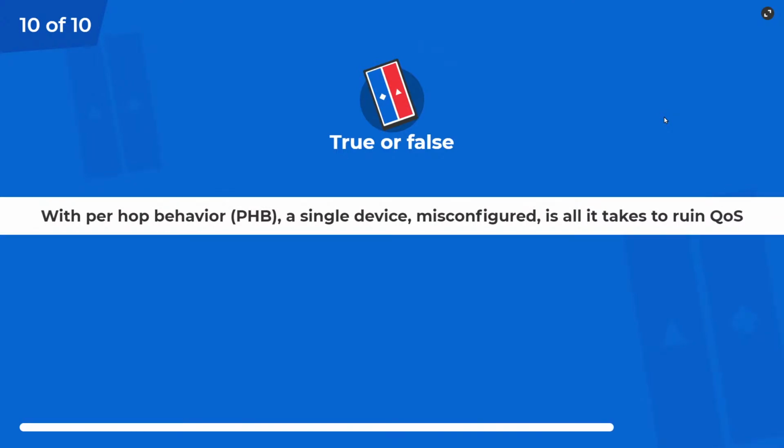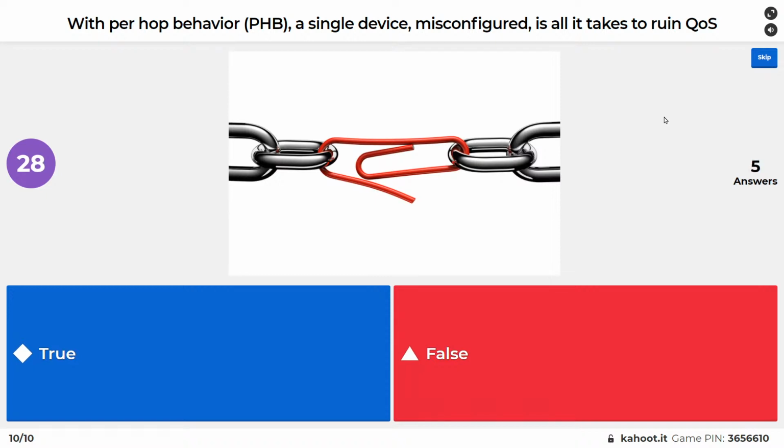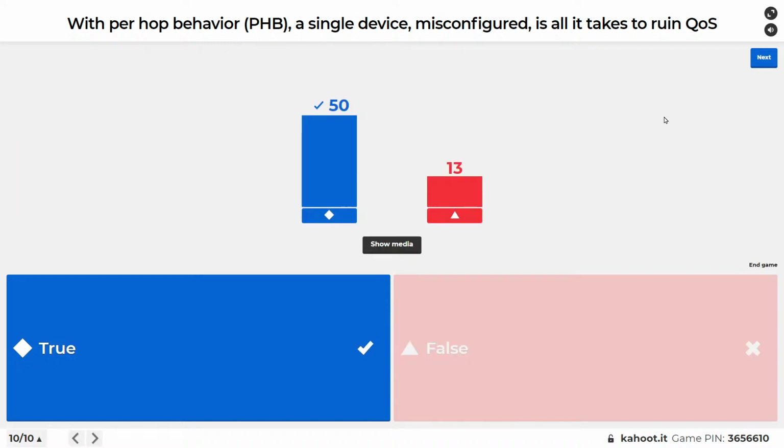Last question. With per hop behavior, PHB, a single device misconfigured is all it takes to ruin, to wreck, to trash your QoS. Is that true, or is it false? Absolutely true.